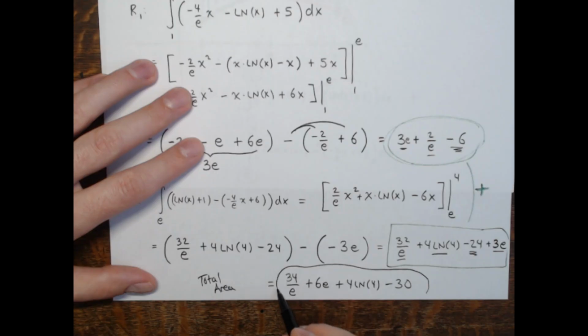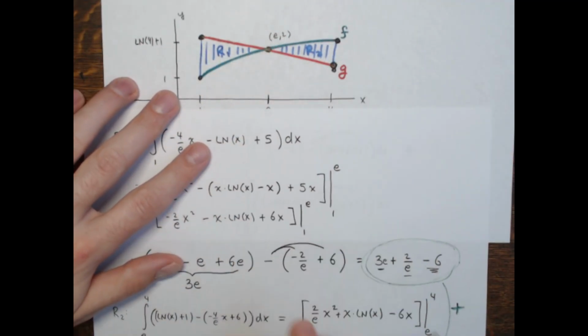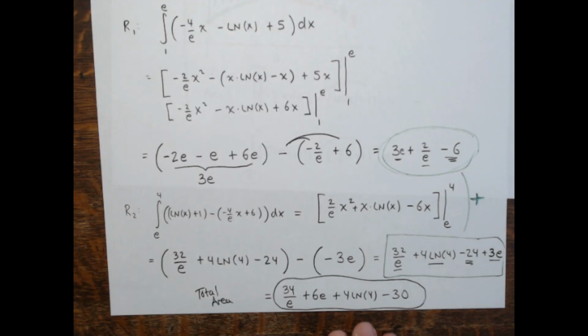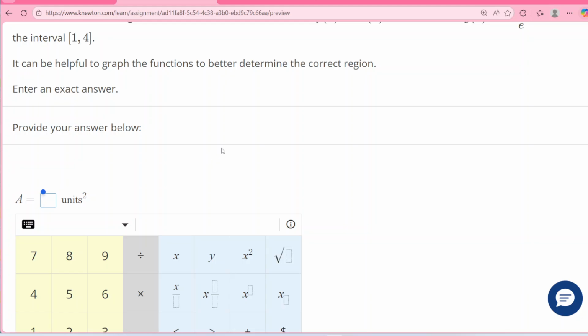So this is our exact value, the area of this little bow tie region I got here, both of those put together in exact form. And you can set up the integrals in Desmos and check them out, but I'm pretty confident that I did this correctly, and I'm really hoping I did. So I enter an exact answer. So we had 34 over e plus 6e plus 4 times the natural log of 4, and then minus 30 square units.